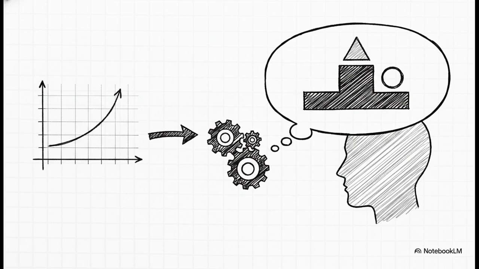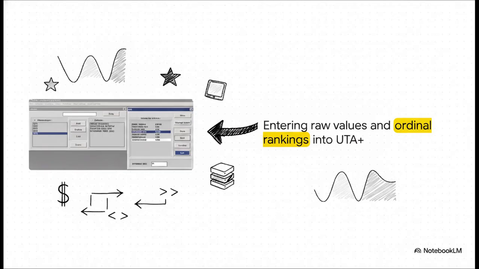It's wild. Now, what's really interesting here is how the UTIP Plus software handles this process. You enter the raw values for your criteria, like the price, the customer reviews, screen, and storage size, and then you just give the software your ordinal ranking. You literally just tell it, I prefer SP3 over SP2 and SP2 over SP4. That's it. The software then uses linear programming to infer your marginal utility through piecewise linear functions. It figures out your hidden utility curves just by looking at your final choices.